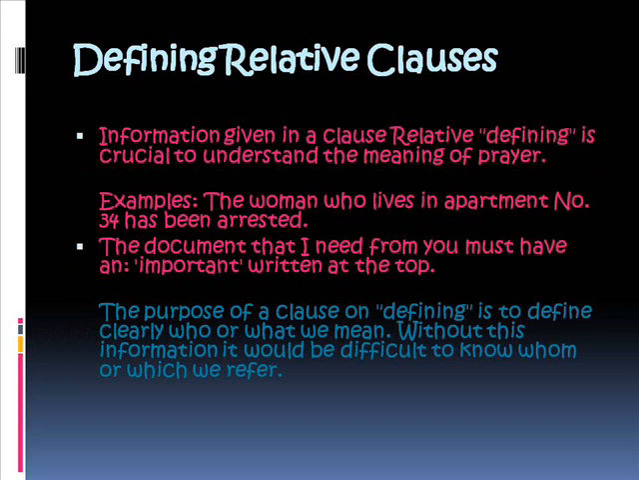Defining relative clauses. The information given in a defining relative clause is crucial to understand the meaning of the sentence. Examples: The woman who lives in apartment number 34 has been arrested. The documents that you must have are an important reading of the debt. The purpose of a defining clause is to define clearly who or what we mean. Without this information, it will be difficult to know whom or which we refer to.